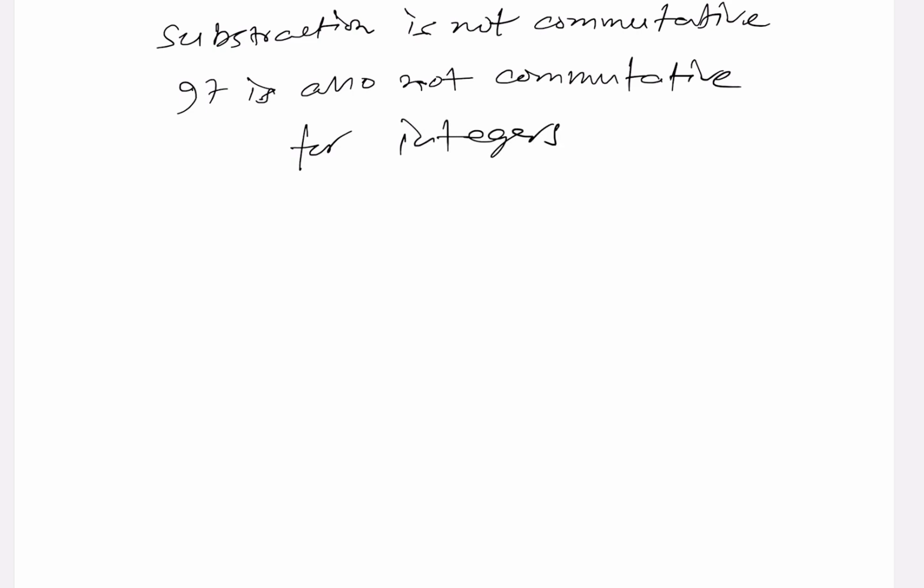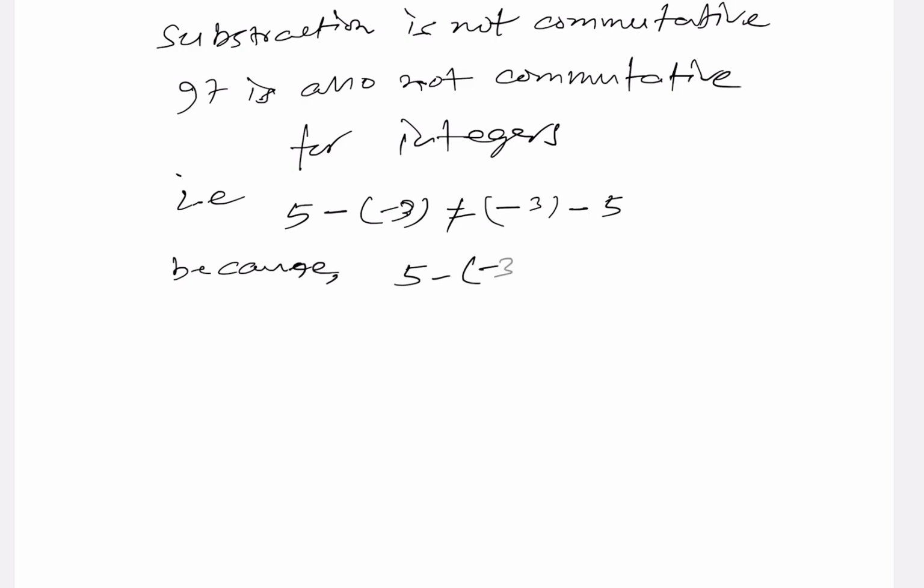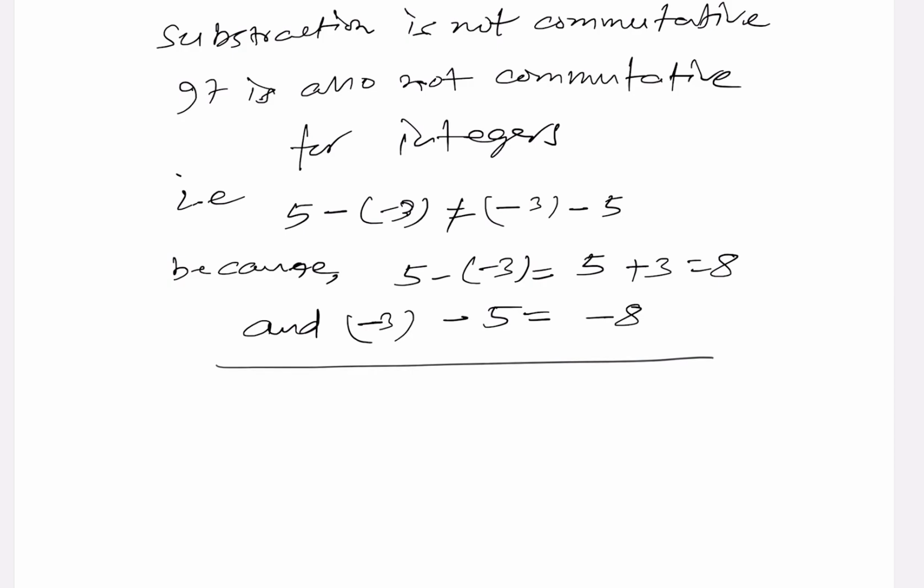For example, 5 minus -3 is not equal to -3 minus 5, because 5 minus -3 is equal to 5 plus 3, that is 8, and -3 minus 5 is equal to -8. So we can say that subtraction is not commutative.